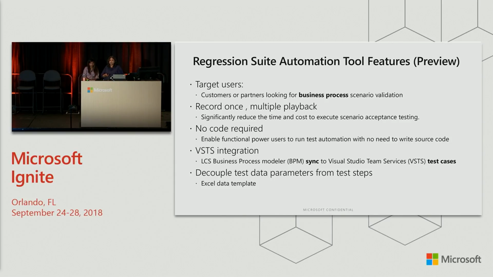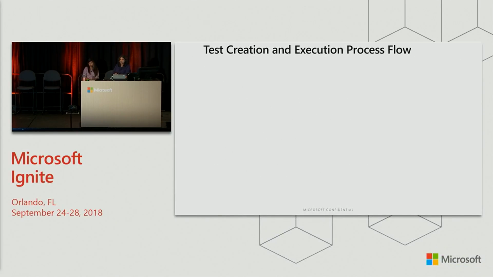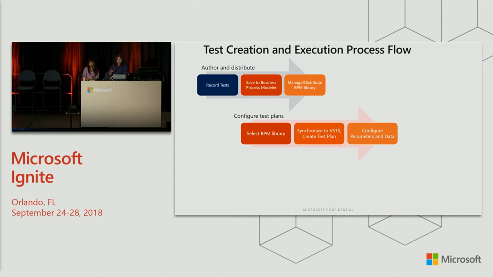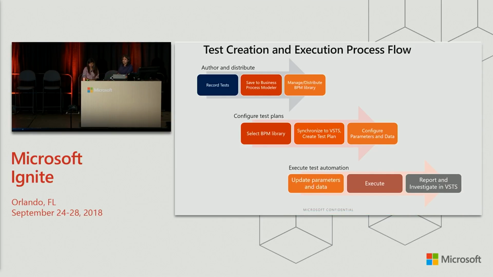It's just a click. There was a session on this in the Expo Hall earlier, so if you can watch the recordings, you will be able to see a click-through example of that. Quickly, the process flow is you author and distribute the tests. So you save it as part of the business process model. You manage and distribute the BPM library itself. You configure your test plans through VSTS, like I said, and you can pull out the test parameters for each of those recordings. And then you go ahead and execute the test itself.